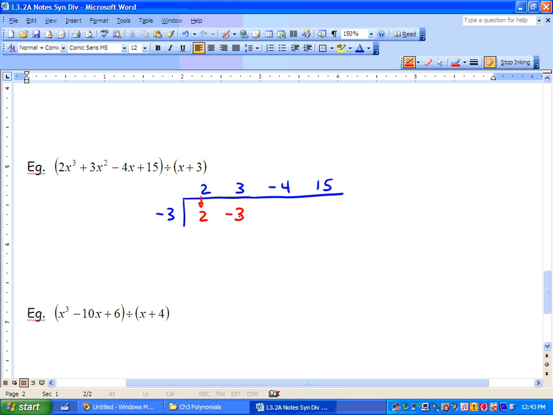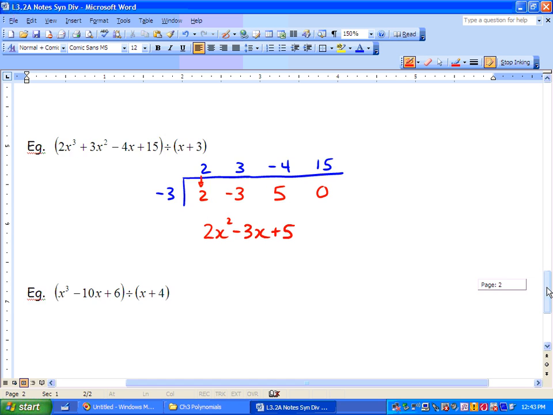Negative 3 times negative 3 is 9. Adding the negative 4 gives us a value of 5. And then negative 3 times 5, negative 15 plus 15 is 0. So our answer to this question, these are the coefficients, so it's going to be 2x squared minus 3x plus 5. A remainder of 0 we don't need to write in. What this means is that this divides evenly into the original polynomial because there's no remainder.